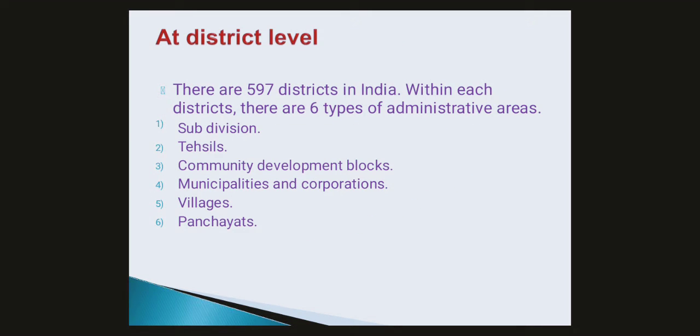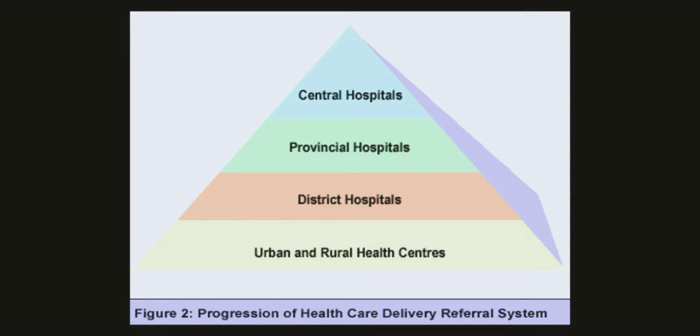At the district level, there are 597 districts in India. One of the districts is Daund. Within each district there are six types of administrative areas. First is a subdivision, second is a tahsil, third is a community development block, fourth is municipalities and corporations, fifth is a village, and sixth is a panchayat. Next is a pyramidal chart. First is the central hospital, then the provincial hospital, third is the district hospital, fourth is the urban and rural health centers, that is a progressive health care delivery referral system.